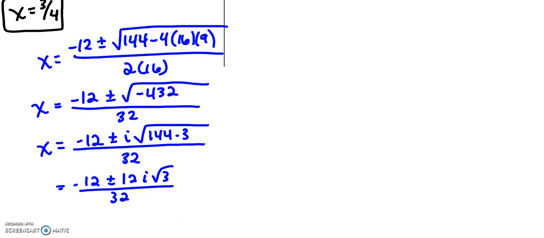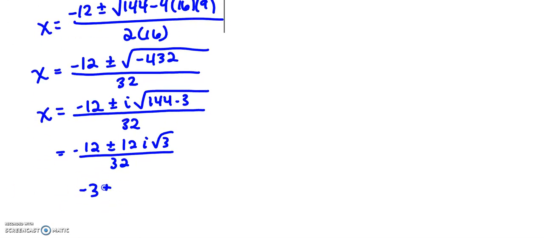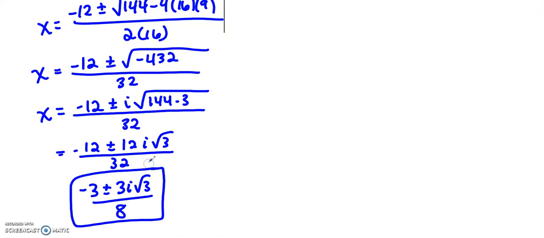And now each one of these has a 4 in it, so negative 3 plus or minus 3i root 3 all over 8 are going to be your two final answers. The answer key was incorrect on the one that was attached to your packet, so make sure that you've noted this correction in your work.